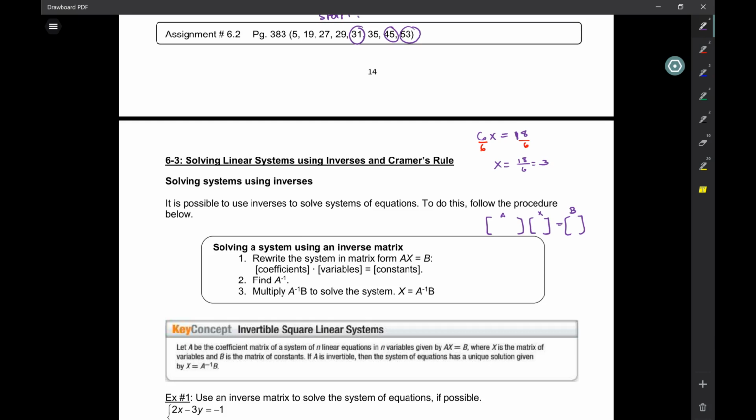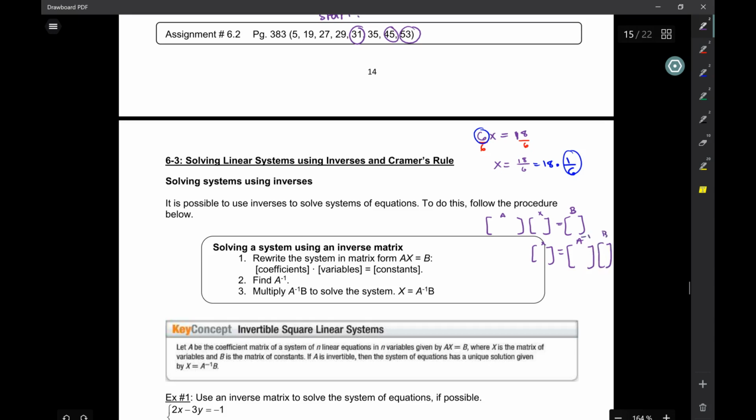What you could do though, look at this one. Yeah, I divided by 6, but technically, I multiplied by the multiplicative inverse of that. So what I could do is to find X, I could say A inverse, not A plus, A inverse times B.